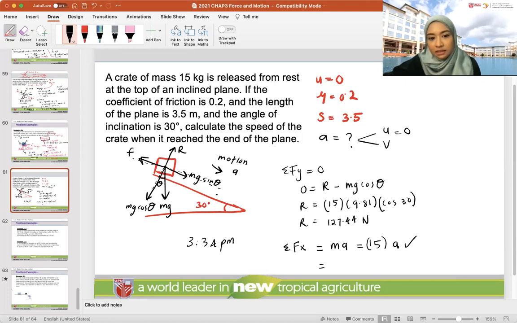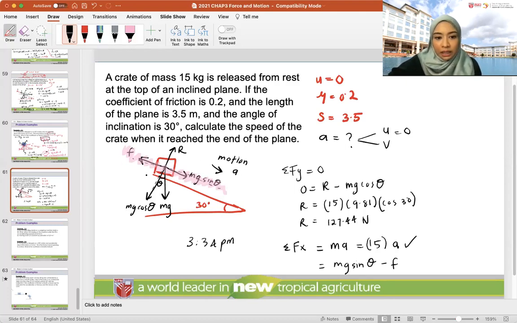Apa yang dalam x-axis kita? Ni x-axis kita, Amirul. Kan? Nampak tak? Ini kan? Okay. So apa yang saya patut letak dalam equation saya? Oh. Mana Amirul? mg sin theta, betul. Lepas tu? Tolak F. Betul. Tolak F. mg sin theta tolak F.